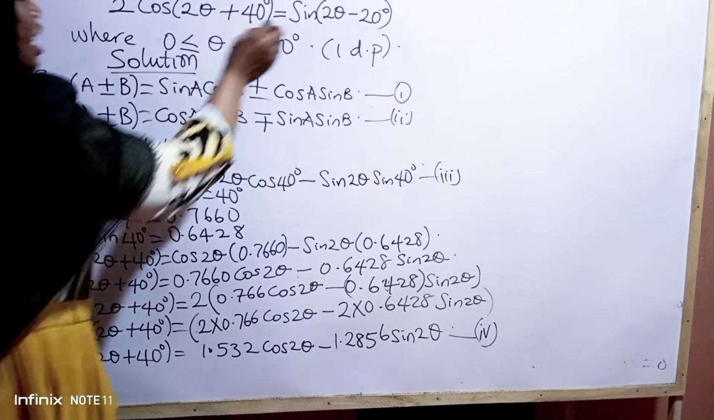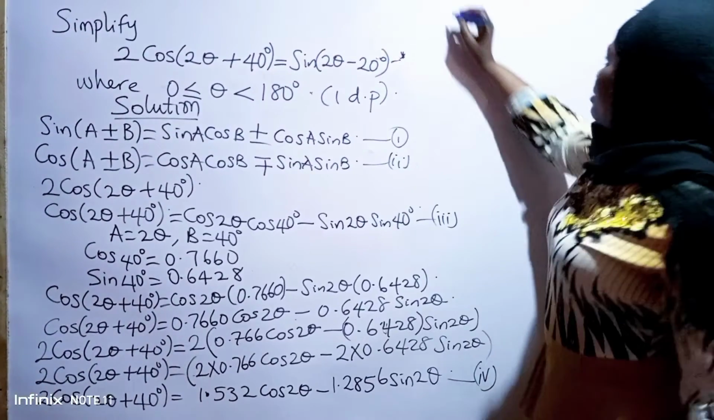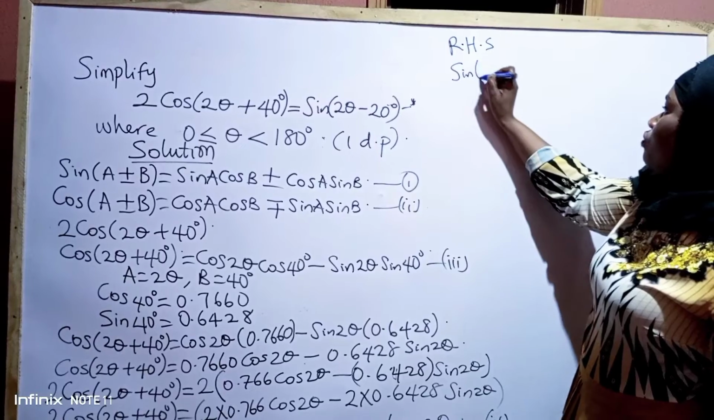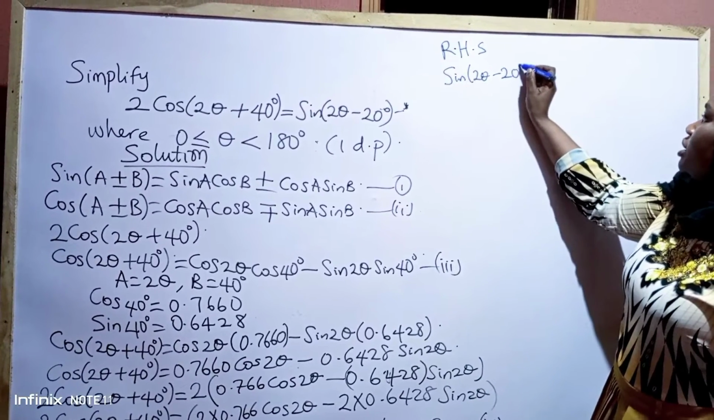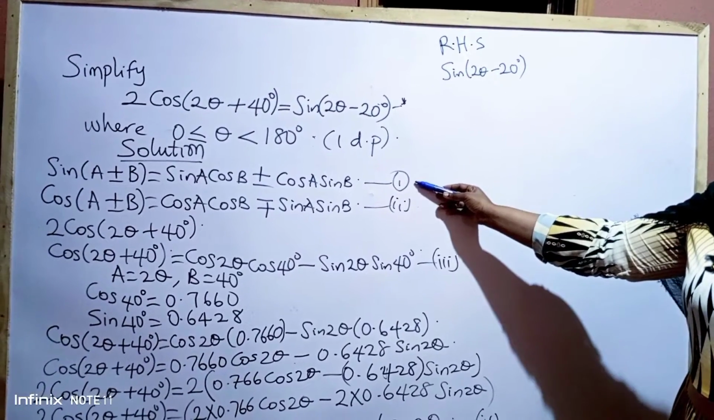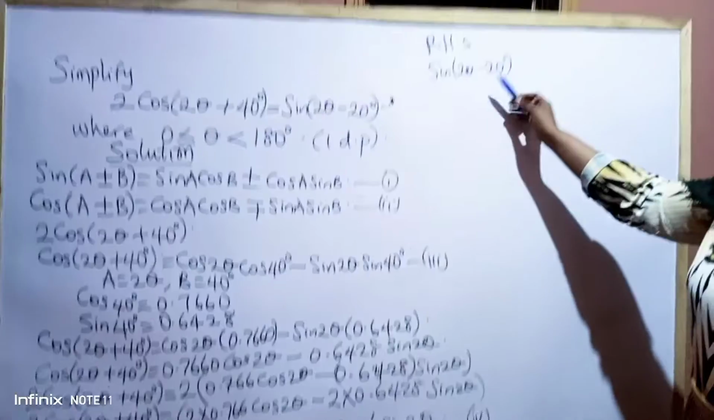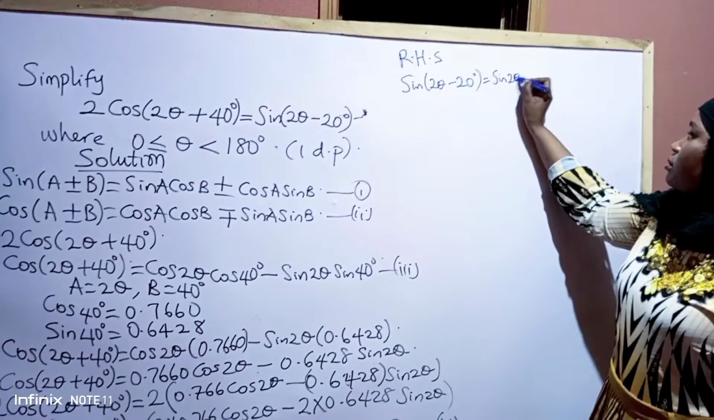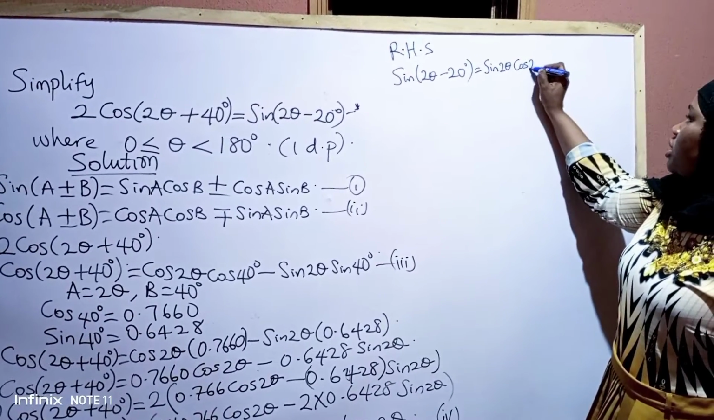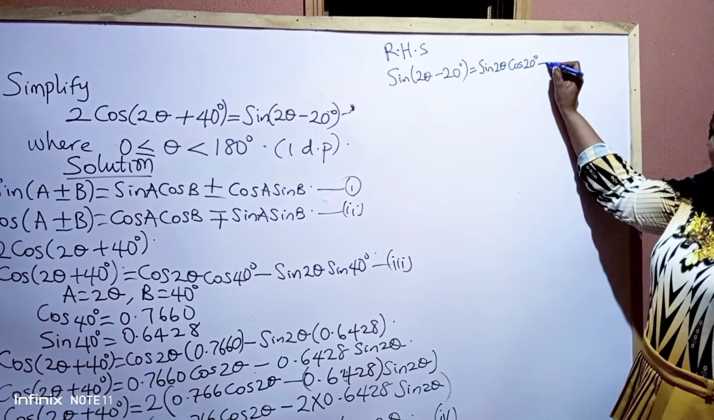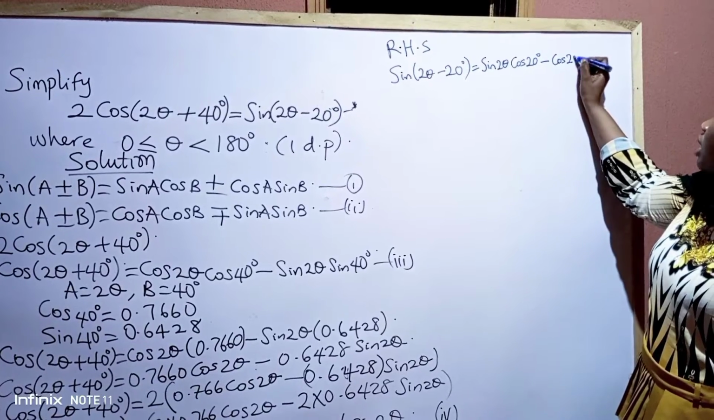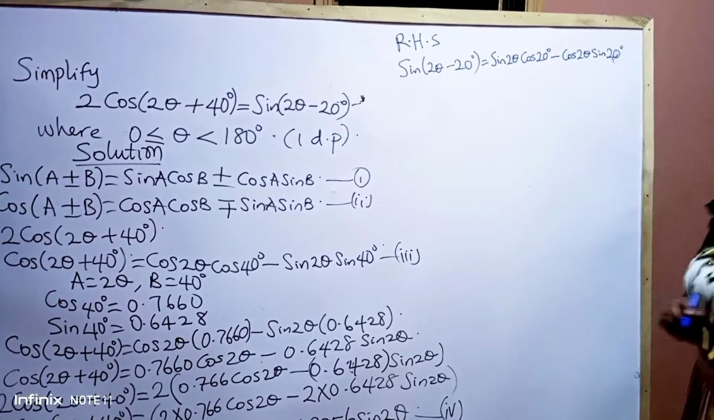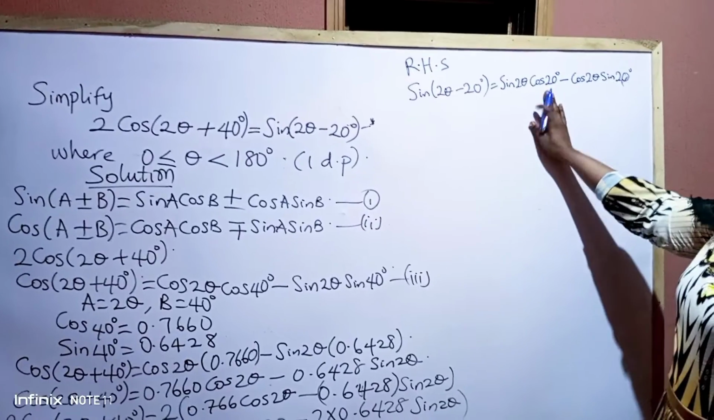Now let's go to the right hand side of this equation. The right hand side is sine of (2 theta minus 20 degrees). So we have to go to equation 1, that is where we have sine of A plus or minus B. Since we have minus, it means that you have sine 2 theta, then cos 20 degrees, then minus cos 2 theta, then sine 20 degrees. So here we need to find cos 20 degrees and sine 20 degrees.